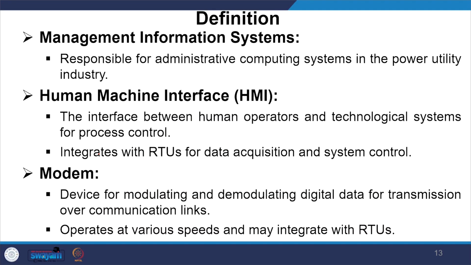Human machine interface is the interface between human operators and technological systems for process control, which also integrates with RTUs for data acquisition and system control. Modem is a very common device for modulating and demodulating digital data for transmission over communication links, operates at various speeds and may integrate with RTUs.